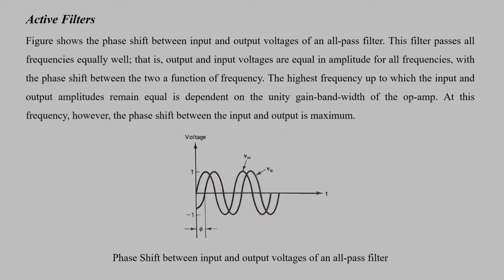So the filter shown above is an all pass filter, and this filter passes all frequencies equally well. The output and input voltages are equal in amplitude for all frequencies with a phase shift between the two as a function of frequency. The highest frequency up to which the input and output amplitude remain equal is dependent upon the unity gain bandwidth of the op-amp. At this frequency, however, the phase shift between input and output is maximum.